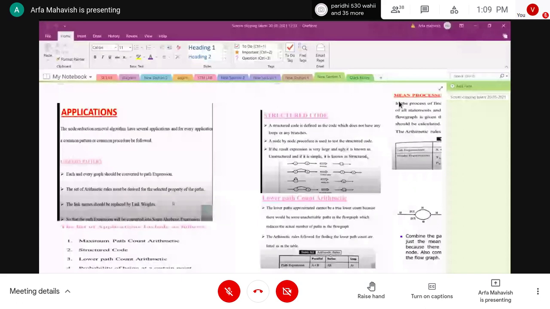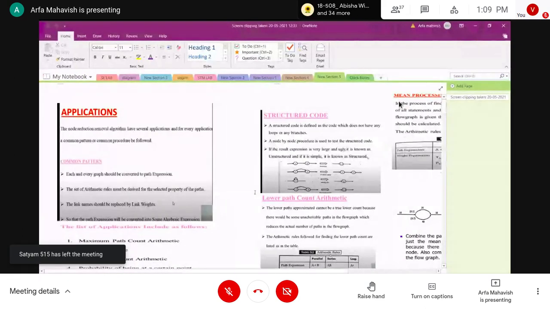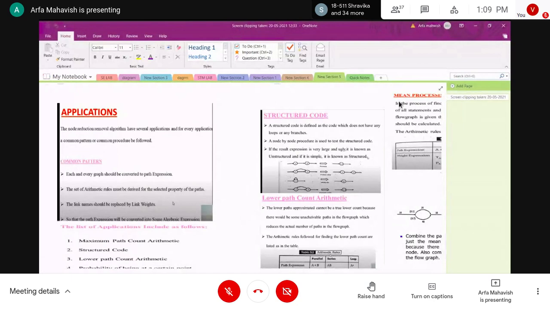So in the reduction procedure, we have applications, right? In that, we have already discussed two types of application. So we have completed two applications. Now we will revise the applications, and next we will continue with another two applications.